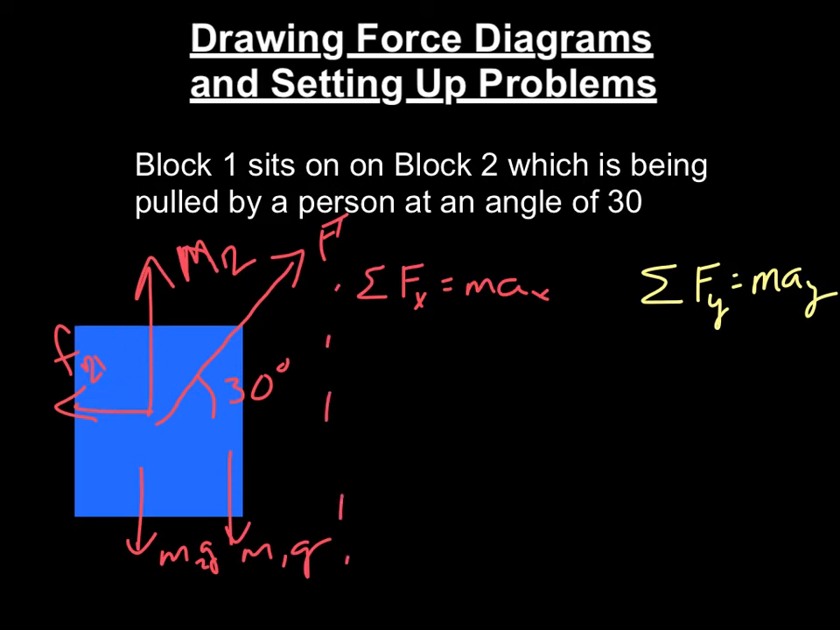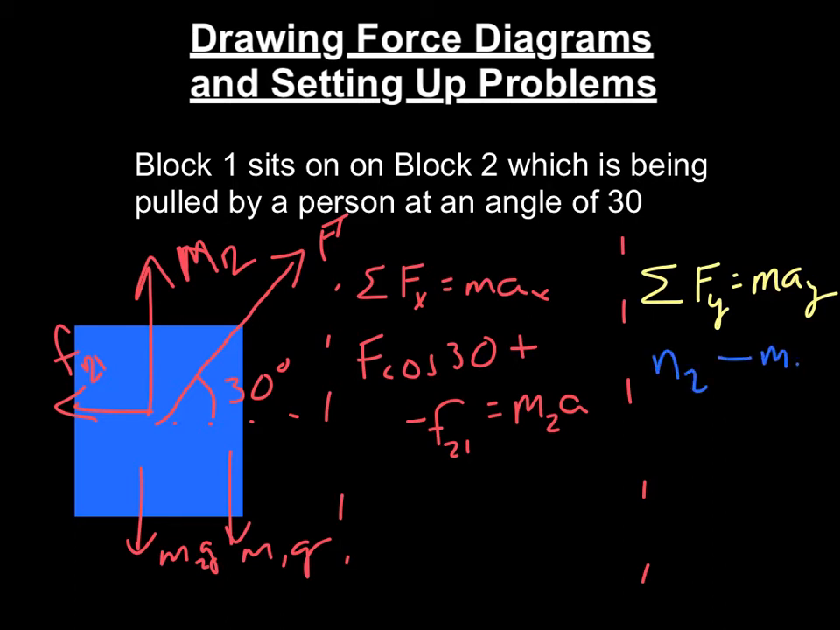If we look at the sum of forces in the x direction, we're going to get F times cosine 30, because we want the adjacent side, plus the negative force of friction, equals M2 A. In the y direction, we're going to get N2 minus M1 G minus M2 G plus F sine theta, because we're looking at the opposite side. In this case, theta was 30 degrees, and it's not accelerating, so that's 0. That's the setup for these two blocks.